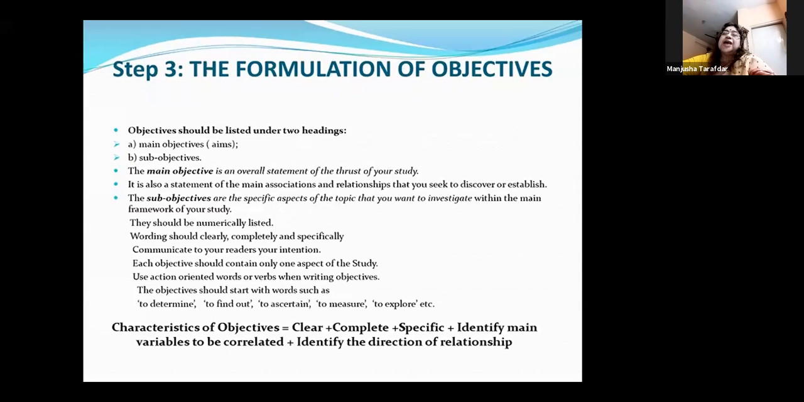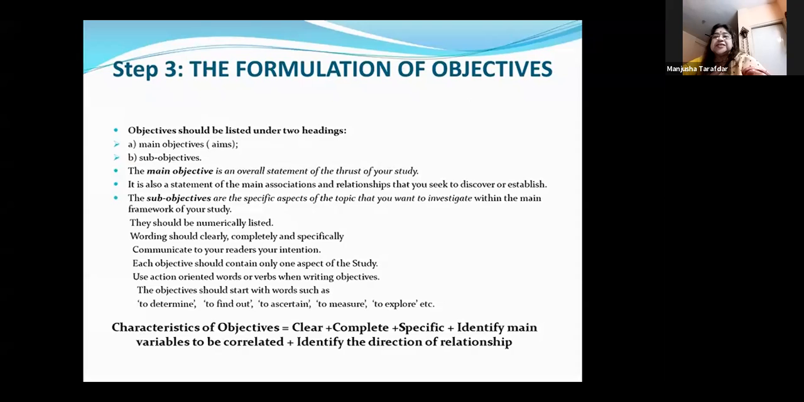Then next comes the formulation of objectives. As the topic will be like that, objectives will be selected. On the basis of your topic, the objectives will be selected. And in order to formulate your objectives, you have to consider all these things.